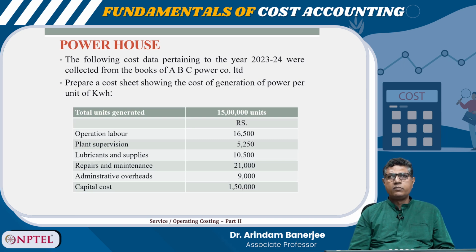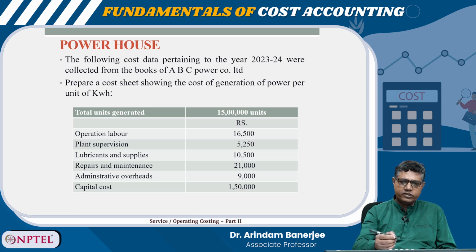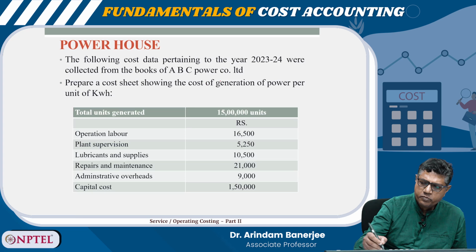And then we identify these cost centers, and then we add it, right, and arrive at the total cost. We will see another problem on powerhouse, right? The following cost data pertaining to the year 23-24 were collected from the books of ABC Power Company. Prepare a cost sheet showing the cost of generation of power per unit of kWh. So, you need to prepare a cost sheet here, right?